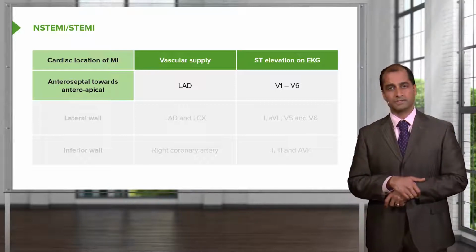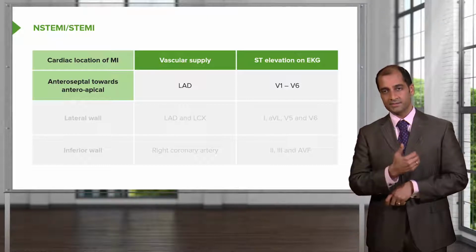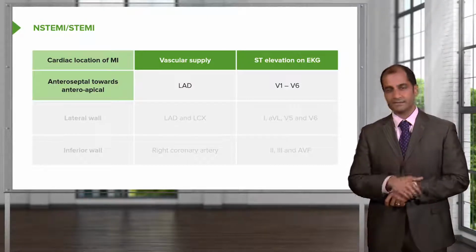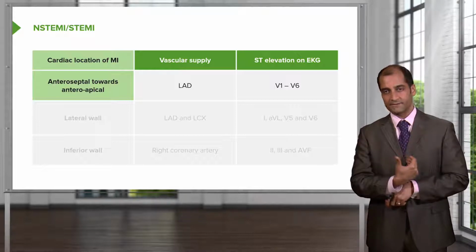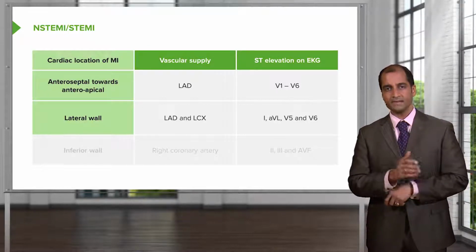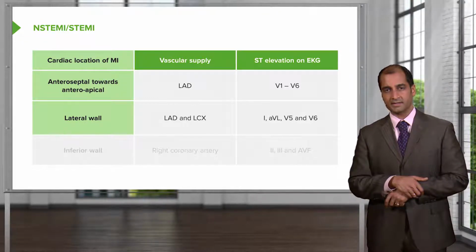Massive MI. Woof. And you find an ST elevation, at least V1 through V4. V6, I'm going to leave that out. V5, that's more lateral. But at least V1 through V4. Lateral walls. Well, with lateral walls, we have left anterior descending and left circumflex.